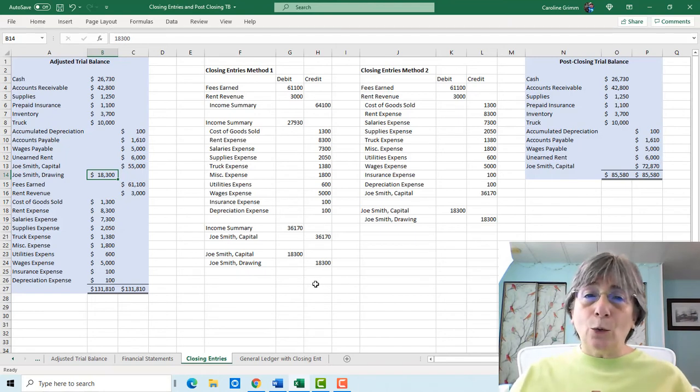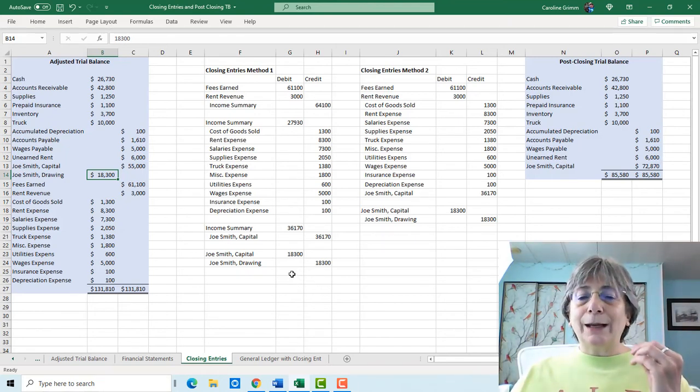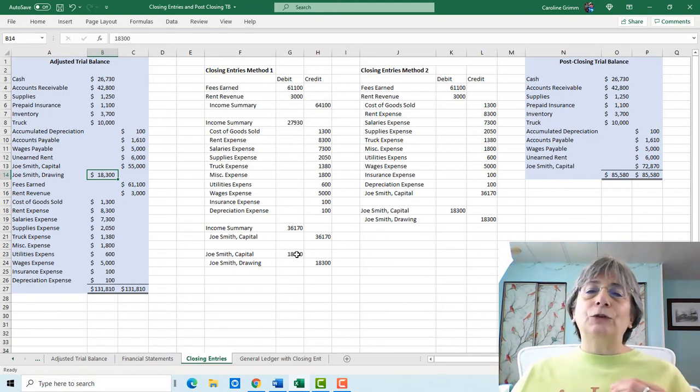We can't just make it go away. We need to capture the fact that Joe Smith's capital has decreased by that amount because he took some money out. So our final journal entry, closing entry, is to credit Joe Smith's drawing to empty that account and debit Joe Smith capital to reduce his capital amount.